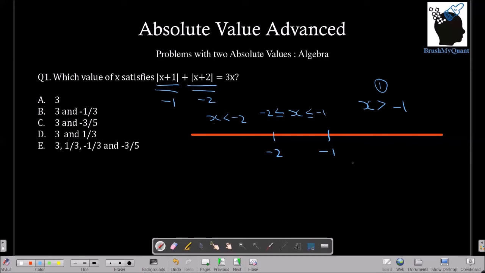So in this case, you can directly open the absolute values to say x plus 1 plus x plus 2 is equal to 3x. And if you solve this, which is nothing but x is equal to 3. And definitely 3 is greater than -1. So that means this is a solution.